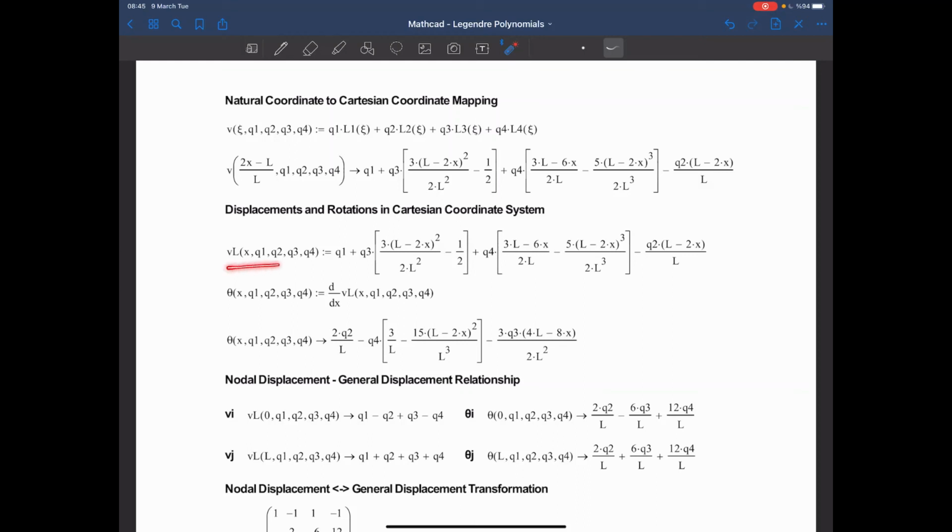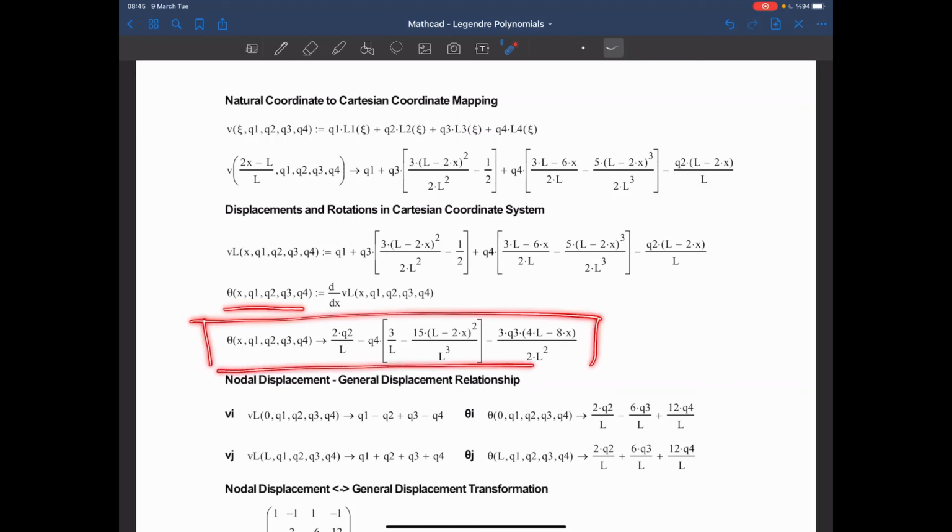So I just rewrite that equation here. I copied it and put it in here. And then I take the first derivative of that equation. Remember that the first derivative of the translation, the vertical transverse displacement, gives me the rotation. And this is the equation for the rotation.